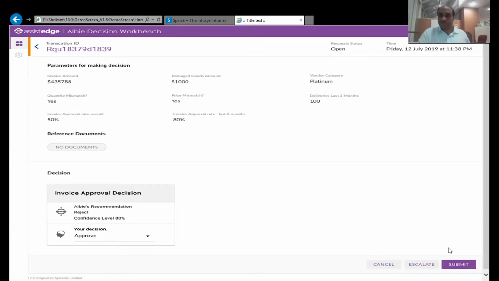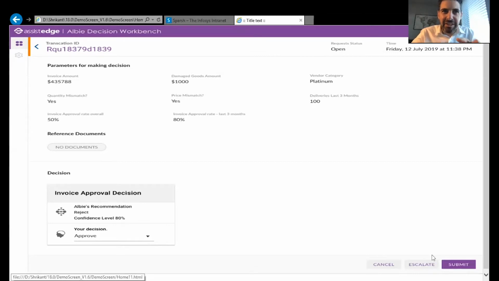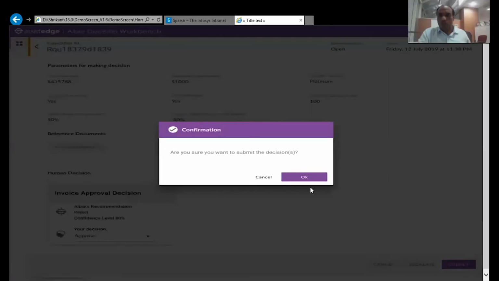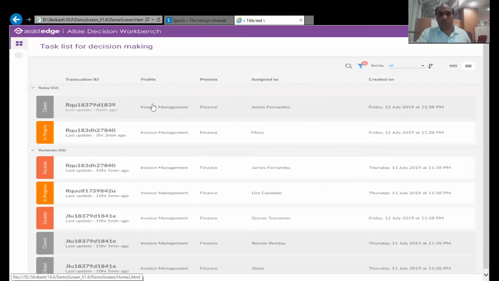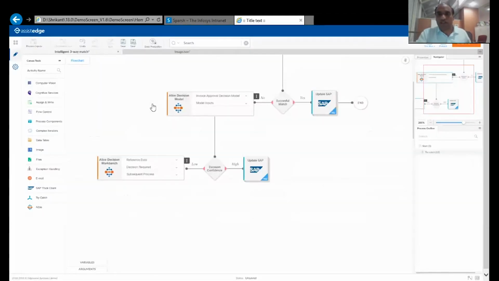Okay, here we go. So this is conditional decision making, essentially. Absolutely. This is conditional decision making. This is essentially making the machine smarter with every decision. And as I said, every time the machine is more confident, the straight-through processing happens. Okay, and it directly goes to SAP, and the vendor gets either paid or put on hold.